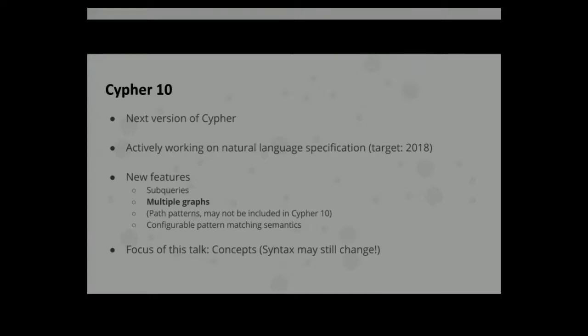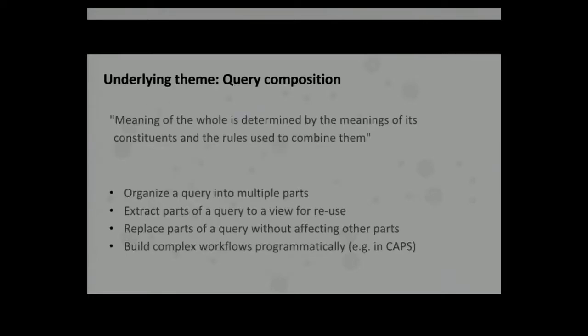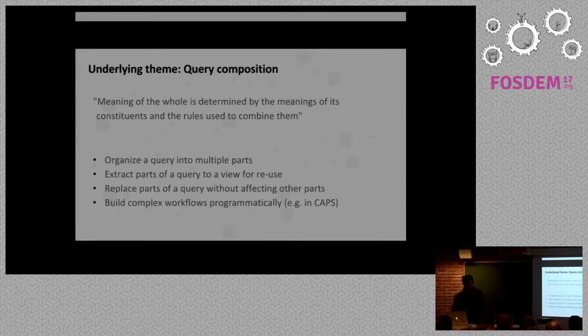It will cover new features: more extensive subqueries, support for working with multiple graphs in one query, and parse patterns. It's a bit unclear at this point if that will be part of Cypher 10 or be treated as a separate specification. Configurable pattern matching semantics as well. I want to talk a little bit about those things in this talk, briefly. The focus here is concepts, not syntax today, because the syntax of a lot of these things is still in a bit of flux. If you want to be involved in that, then join the OpenCypher implementers group or join the discussions on GitHub. So here it's about concepts.